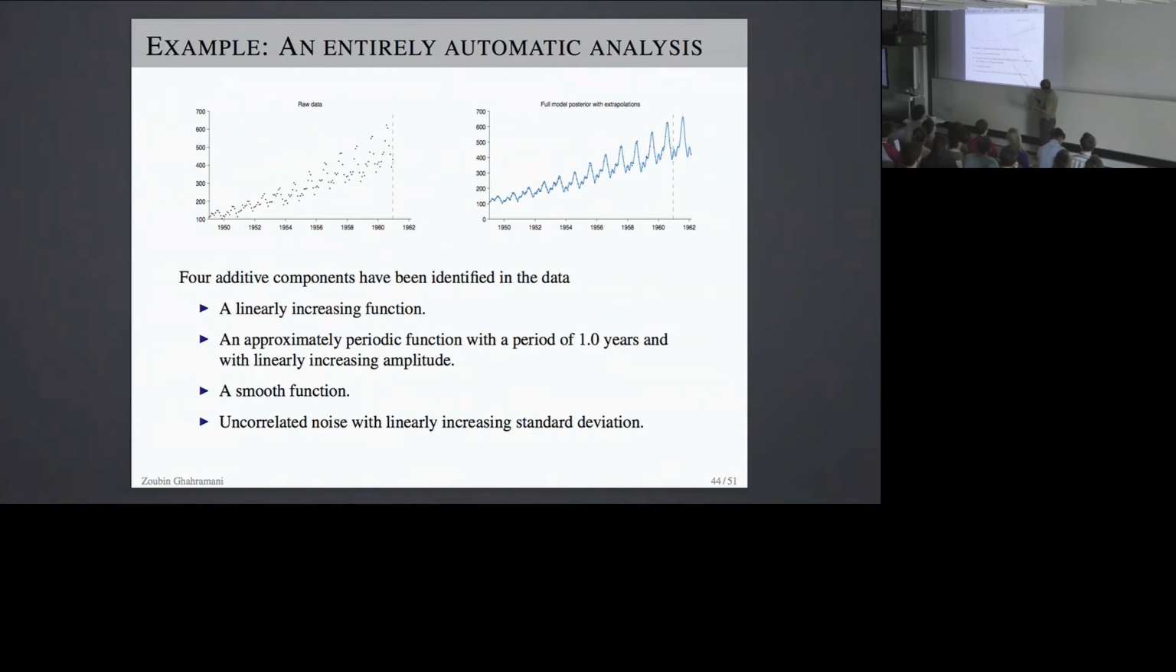And that's basically by taking the kernel that is found and translating parts of the kernel into bits of text and putting them in a report. So it says it found 4 additive components, including a linearly increasing function. You can sort of see that. An approximately periodic function with a period of 1.0 years and with linearly increasing amplitude. I think that's a pretty good automatically generated explanation of what's going on in here. You can see the annual periodicity, the seasons, maybe that's summer or Christmas, I don't know. And then underlying that, there's a 4th component, which is a smooth function, and then uncorrelated noise with linearly increasing standard deviation. And that's kind of harder to see in these plots.